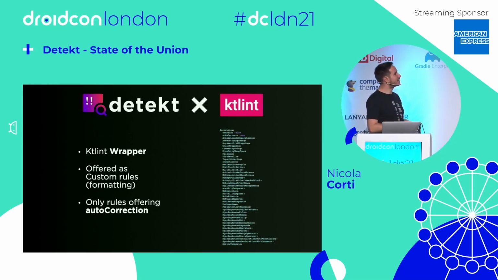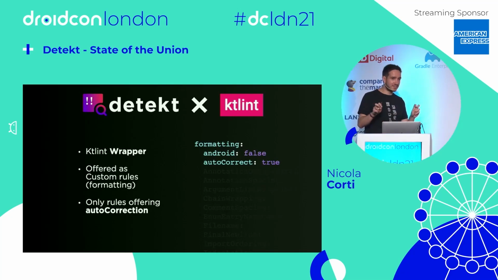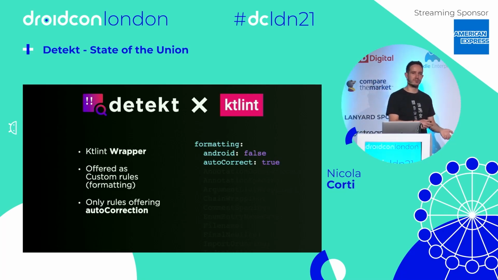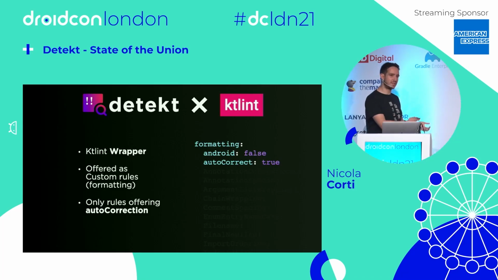You will find that there is a formatting rule set that is actually the Kotlin lint wrapper, and it has the autocorrect property that you can specify as true or false. If it's enabled, then some Kotlin lint rules also have the capability to fix things. For example, if there are empty lines, Kotlin lint can fix that. Not all the rules can do that.